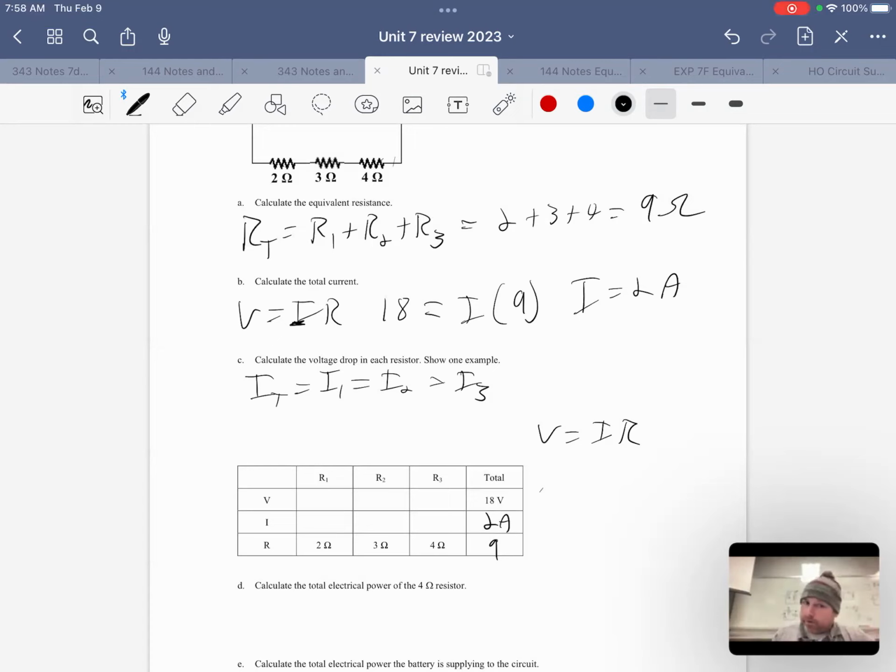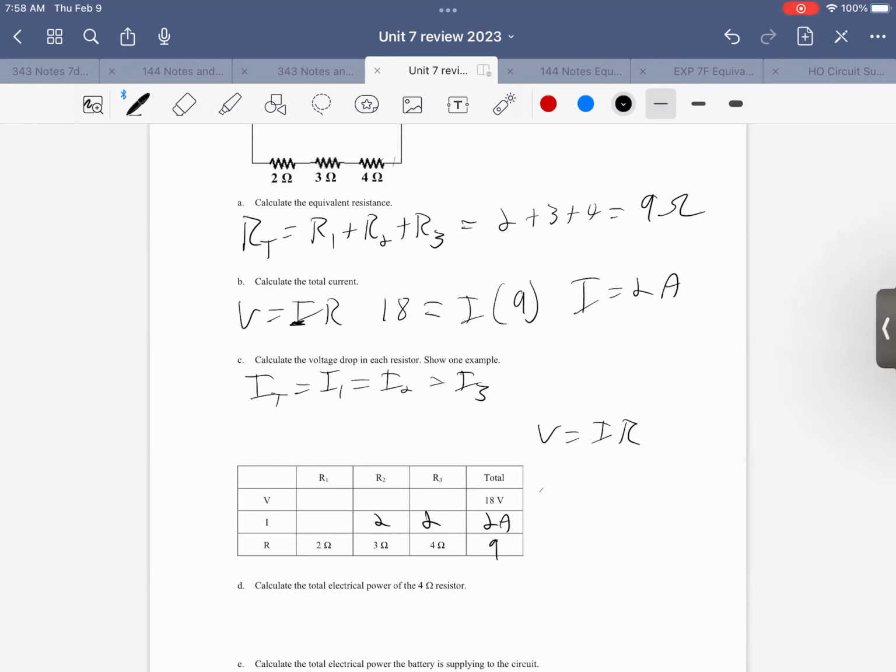Remember, complex circuits, this doesn't work. You have to analyze the circuit. But if you know it's all series or all parallel, you can apply the rules to the table as a whole. So 2, 2, and 2.